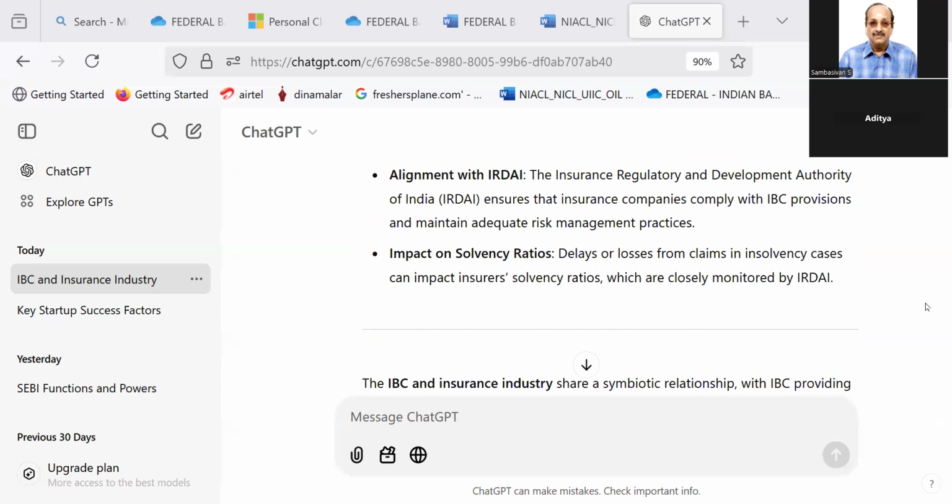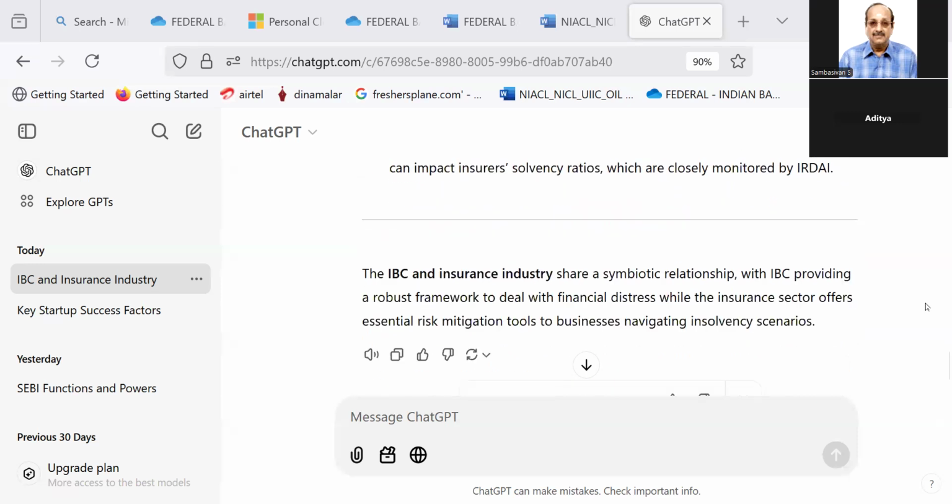Impact on solvency ratios: delays or losses from claims in insolvency cases can impact insurance solvency ratios, which are closely monitored by IRDAI. The IBC and the insurance industry share a symbiotic relationship, with IBC providing a robust framework to deal with financial distress, while the insurance sector offers essential risk mitigation tools to businesses navigating insolvency scenarios.